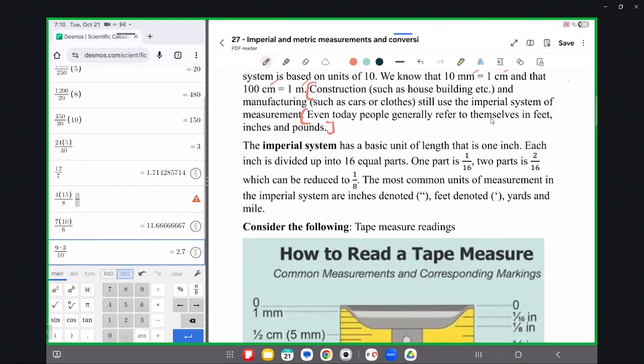The imperial system has a basic unit length that is the inch. Each inch is divided up into 16 equal parts, where one part is 1/16, two parts is 2/16, which reduces down to 1/8. The most common units of measurement in the imperial system are denoted feet, inches, which is kind of these double hash marks, and feet, which is just a single one, yards and miles.